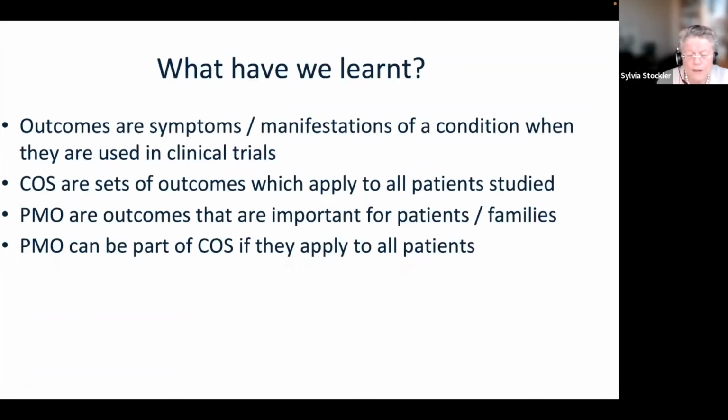So what have we learned? We have learned that outcomes are symptoms or manifestations of a condition, and we talk about outcomes when they are used in the context of clinical trials. Core outcome sets are a number of outcomes which apply to all patients that are supposed to be studied in a clinical trial. And patient meaningful outcomes are those that are important for patients and families. They can either be part of the core set, because they apply to every patient and family, or they can just apply to single patients.